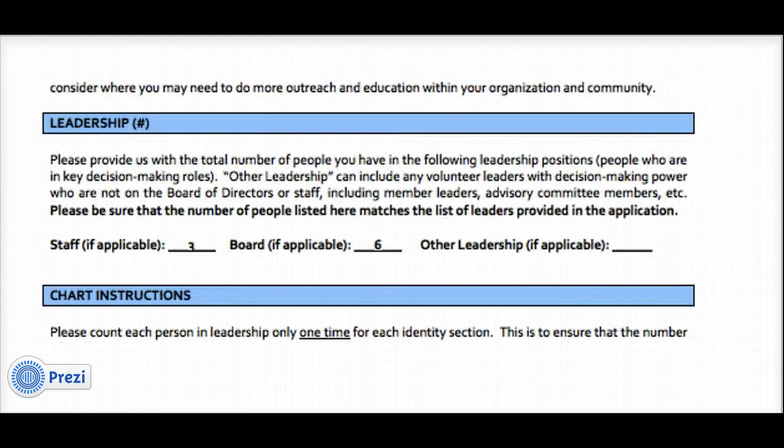Here is an example of how the chart is filled out. Please adapt this example to suit your organization. If an organization had 3 staff members and 6 board members and no leadership that qualified as other leadership, the applicant would fill out the form as follows. 3 staff members and 6 board members.